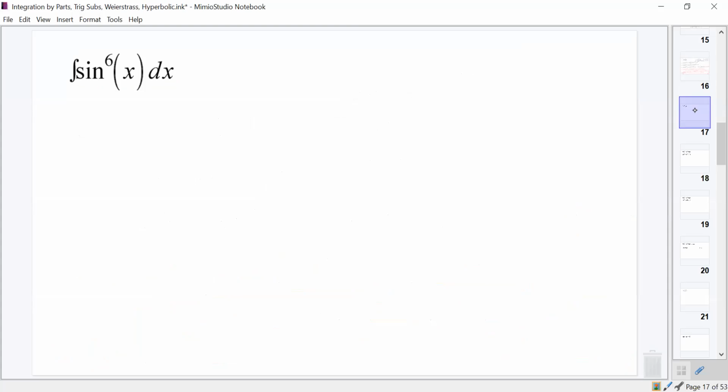So I know we could do sine to the 6th of x just by using the power reducing, but let's see if we can apply the power reduction formula. So our power reduction formula says this integral should be negative cosine x times sine to the n minus 1 of x over n plus n minus 1, so 5 over n, 5/6, the integral of sine to the 4th of x dx, right, to n minus 2. Everybody good with that as a first step?